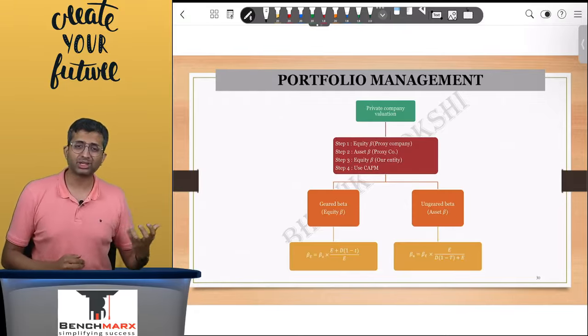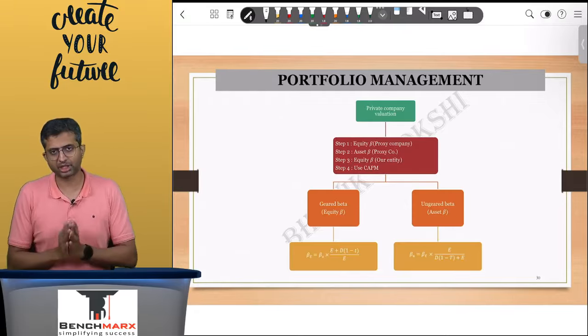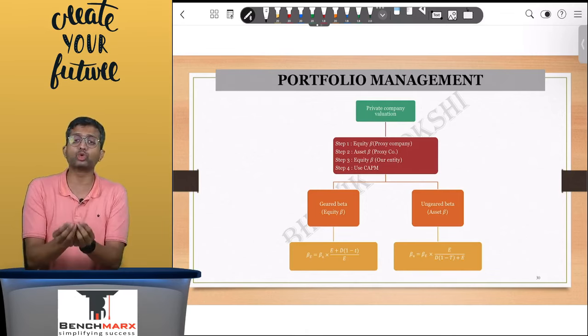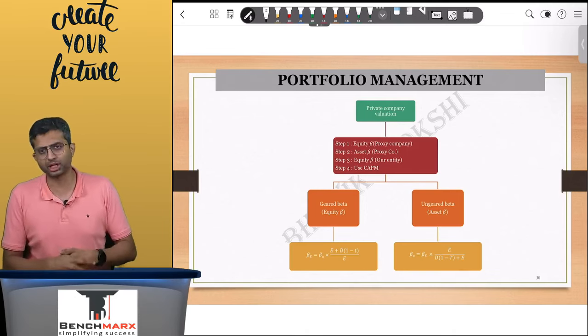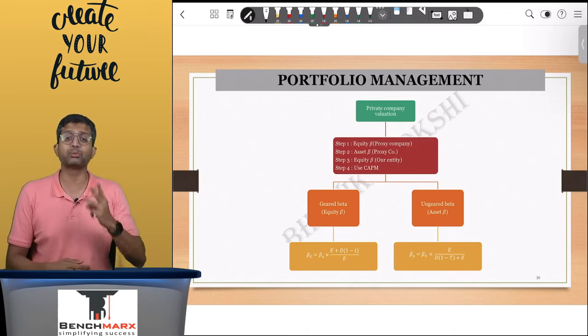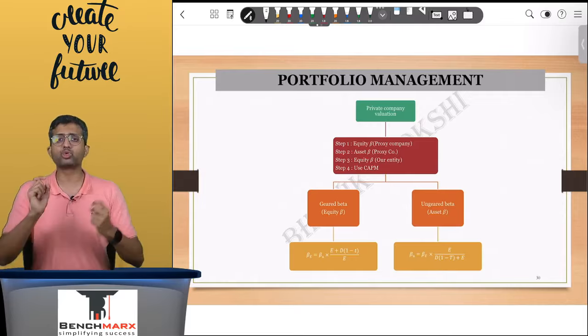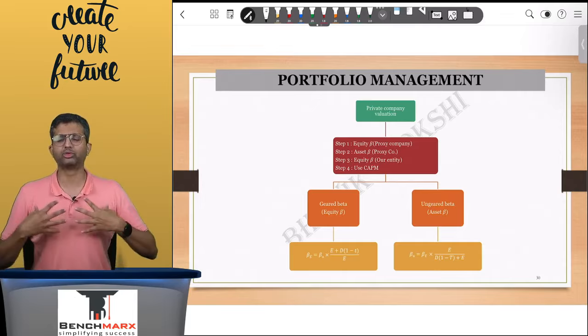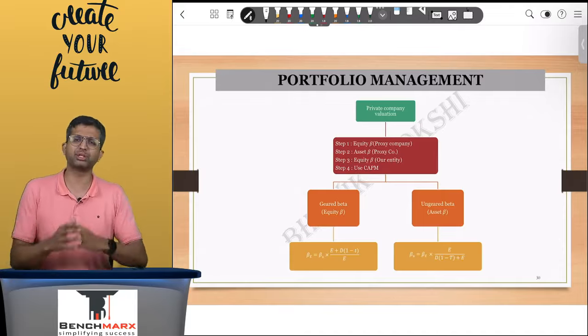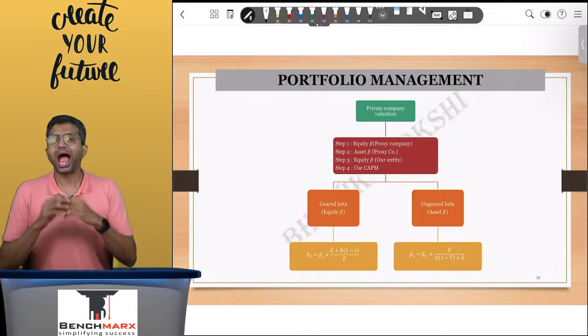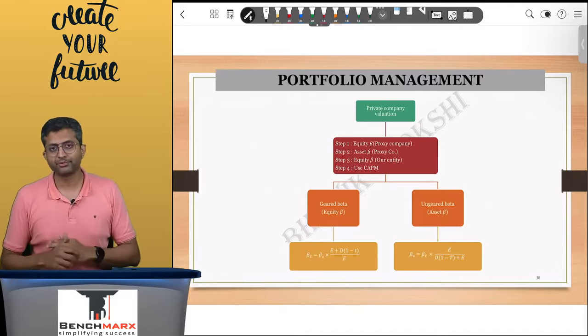Things going smooth till now. Beta is possible for a listed company, but we don't have beta for a private company. And as a result, you will have to figure out or estimate the beta of a private company, which can be done by doing 3 steps. First, you identify a proxy company. So if you are Flipkart, you can identify a proxy company, for example, someone like Amazon, and you can try to find the beta for Amazon.